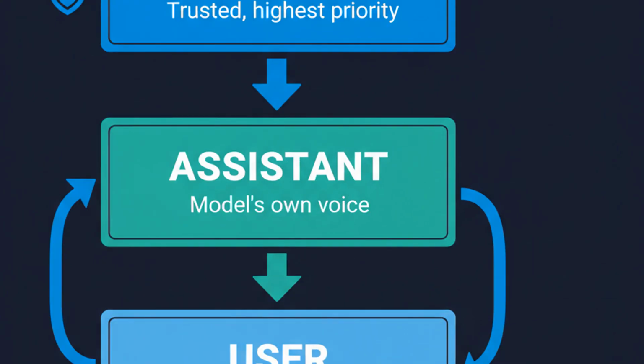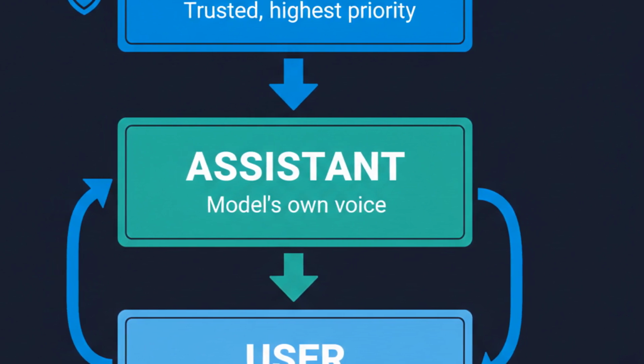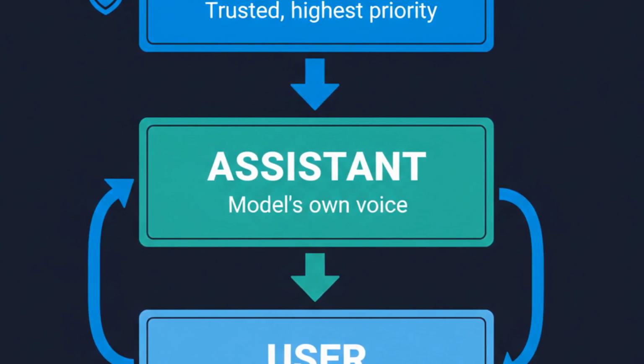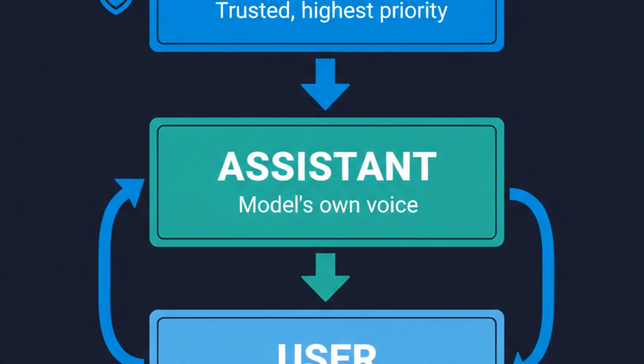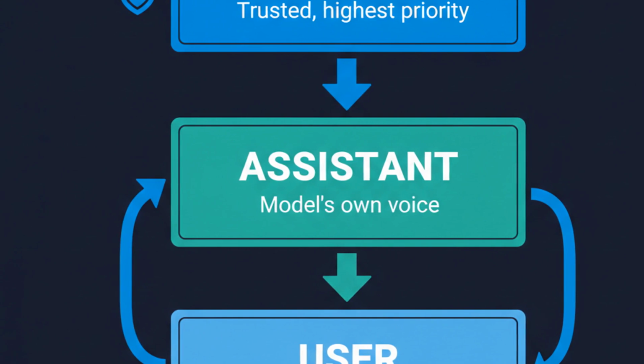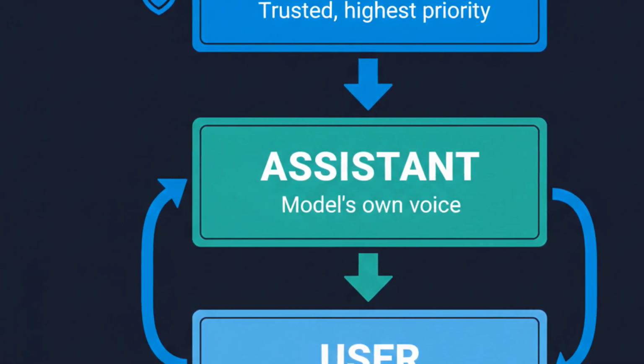Here's something critical. The three roles, system, user, and assistant, aren't equal. The system message has elevated privileges. It's processed first and carries more weight in shaping behavior. User messages are treated as untrusted input. Assistant messages show the AI what voice to continue. This hierarchy is why prompt injection attacks target the system prompt. Compromise that, and you control everything.